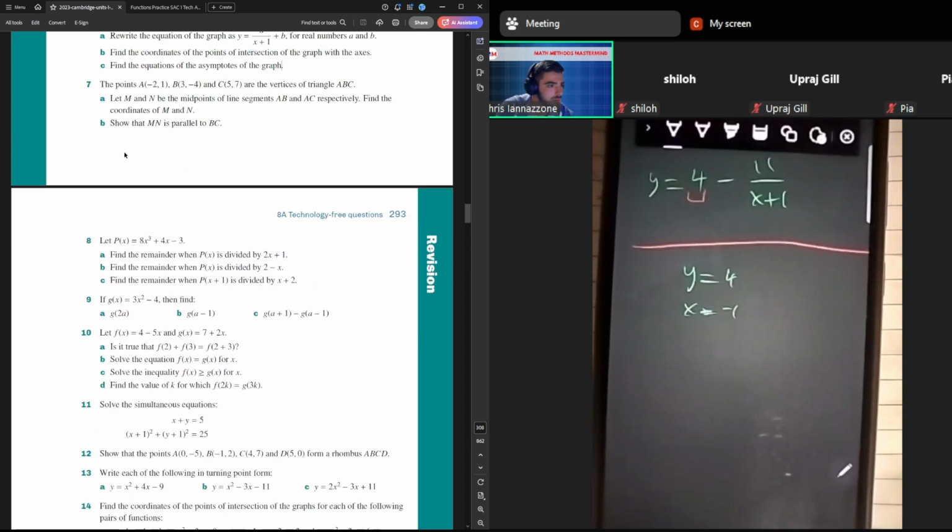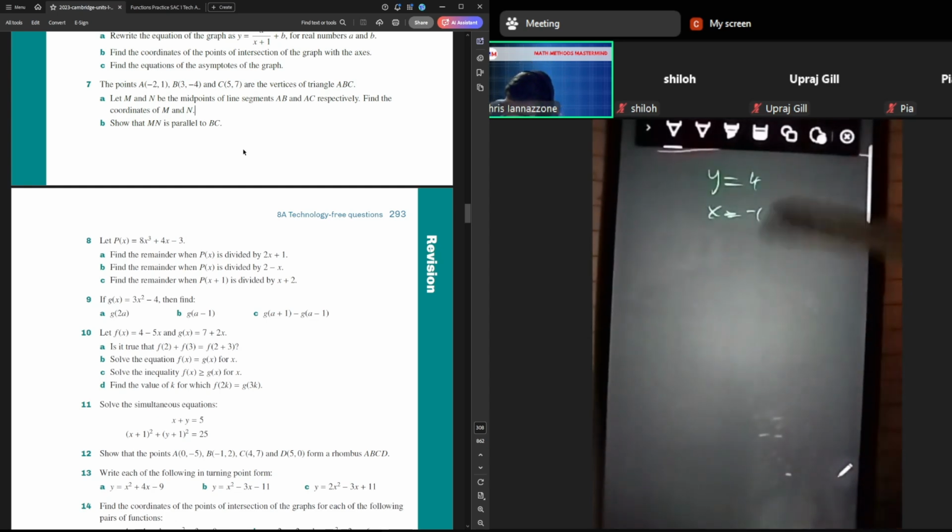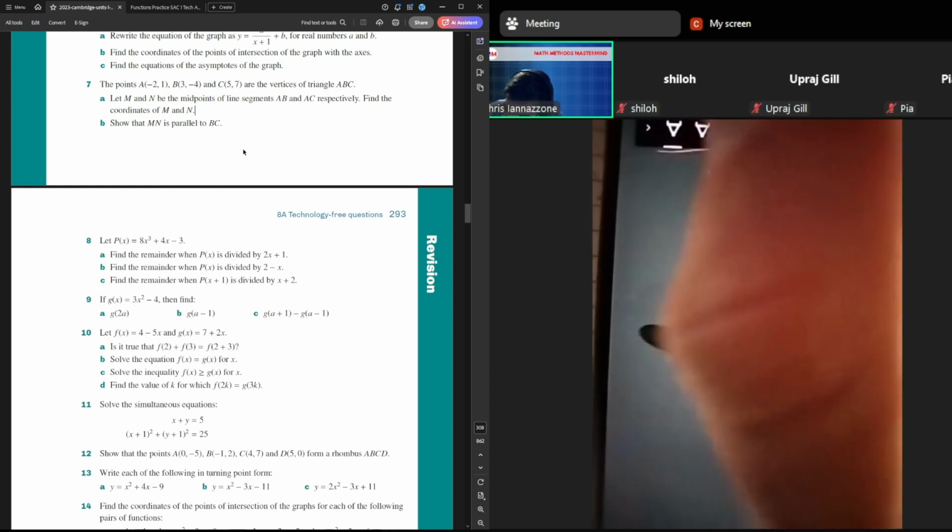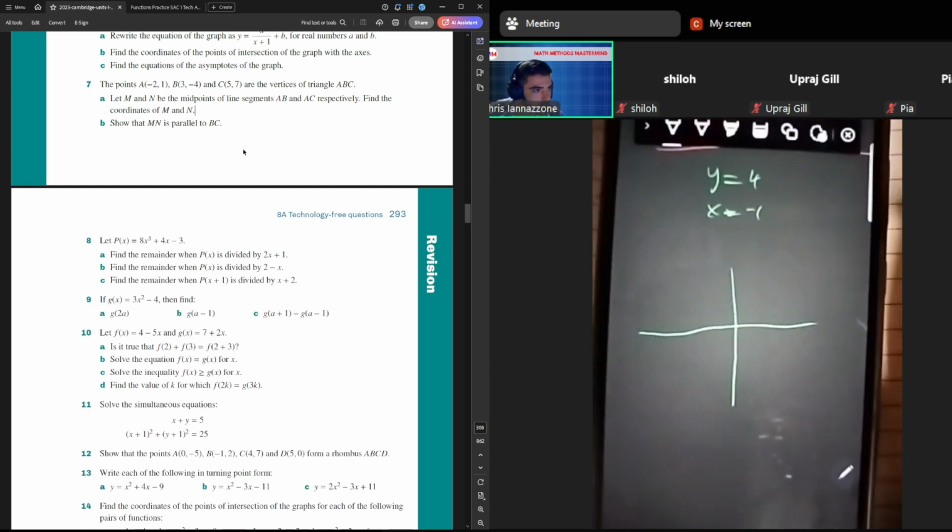Anyway, question 7. We have a bunch of vertices on a triangle, midpoints, and therefore coordinates of M and N. Huh, that's kind of interesting. All right, so we can have a proper discussion about it. I'll just draw these on an axis. And in the meantime, while I'm drawing those, maybe have a think about what the question's asking and how you might go about it.